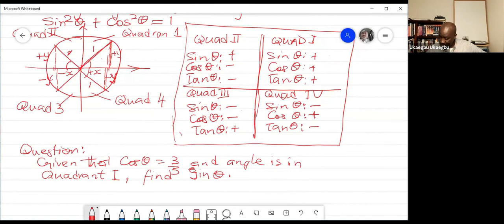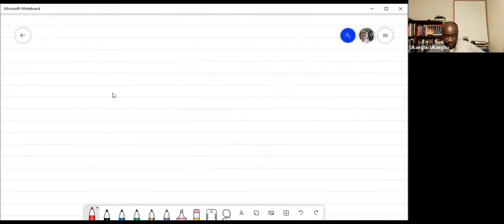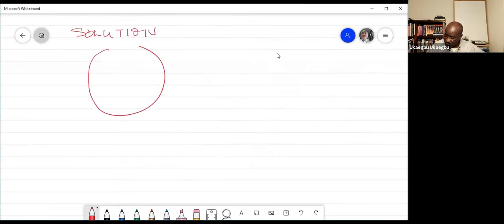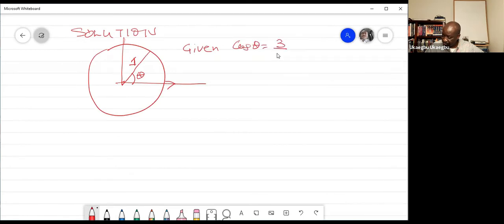Okay, so I'm going to go to another screen right now. Because they told us quadrant 1, we just sketch the solution. Sketch your circle very fast. Radius is 1. This is your angle, theta, and given cos theta is equal to 3/5.